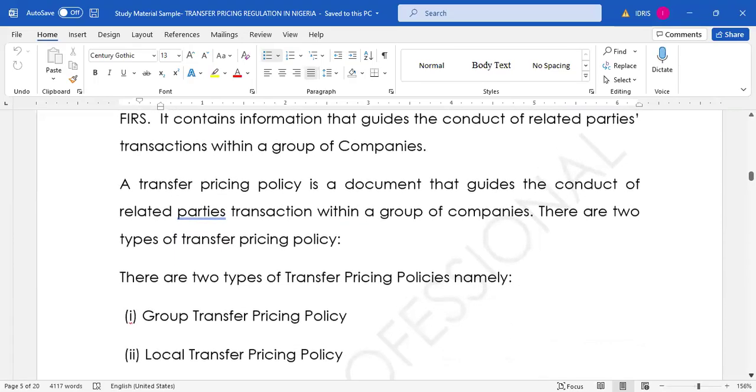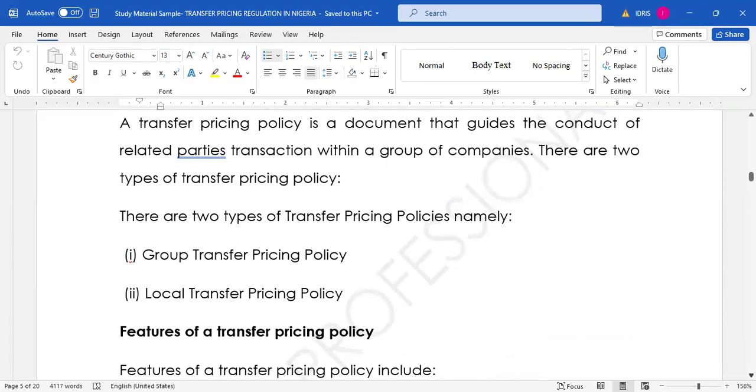Types of transfer pricing policy. We have group transfer pricing policy. We have local transfer pricing policy. Group transfer pricing policy is a transfer pricing policy that is available to a group of companies whose parent or head office is located outside Nigeria.